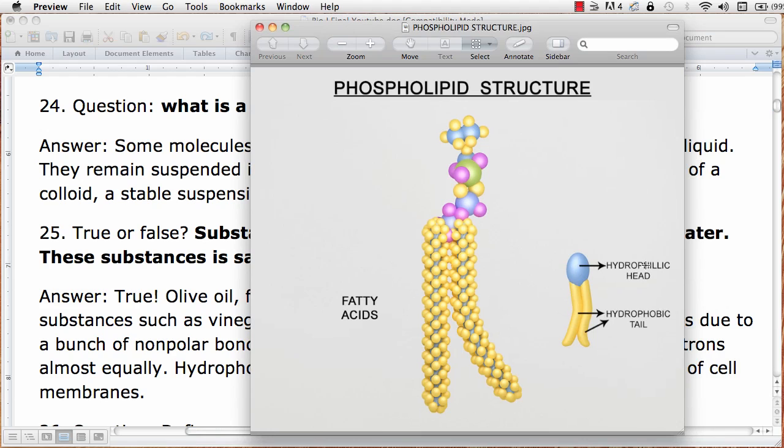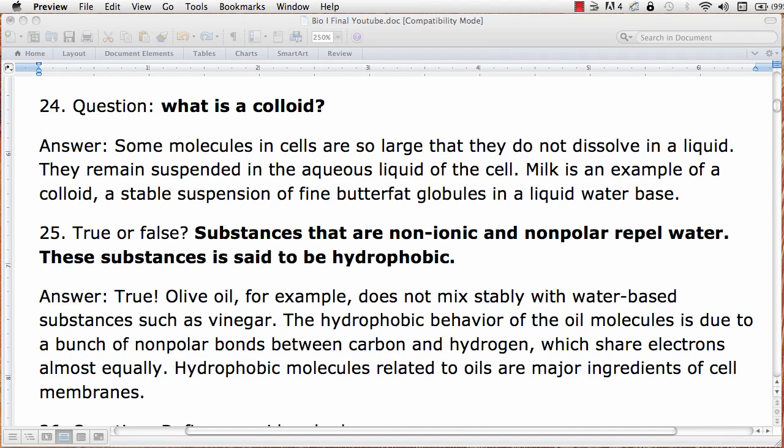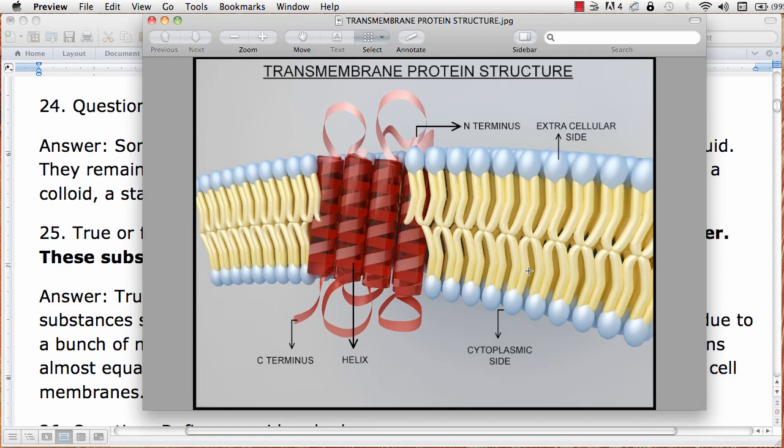Here is a phospholipid structure, which you'll learn about later in the course, but basically has a hydrophilic head, which is this area right here, and a hydrophobic tail, which is this area, the yellow area at the bottom, the two legs. So the phospholipid structure actually makes up the cell membrane of all cells, for example, in the human body.